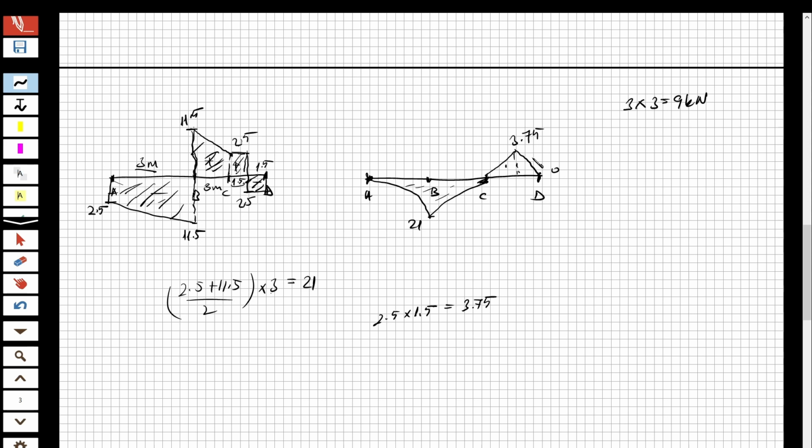Now, I guess you understand how we are going to draw shear and moment diagrams. If I did anything wrong, please comment. I'm going to try to fix the questions and try to make the channel and the questions better for you.